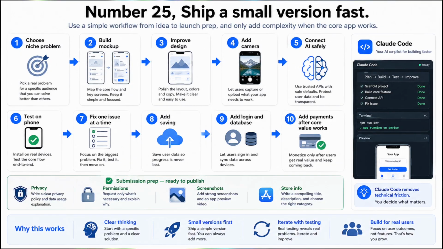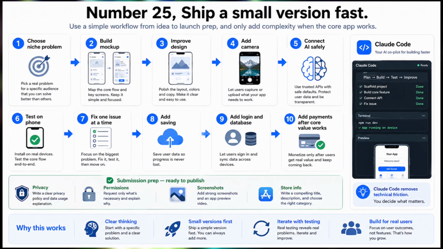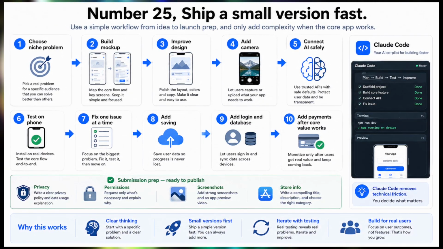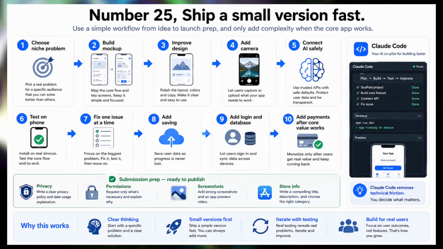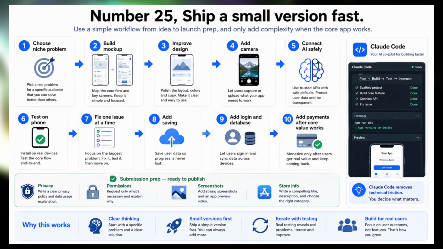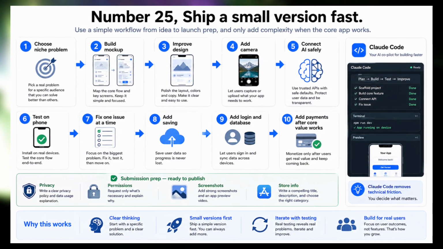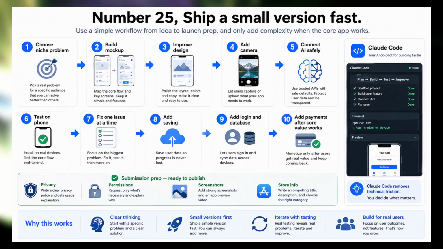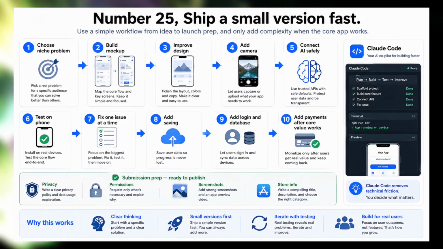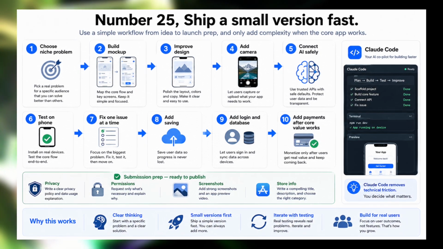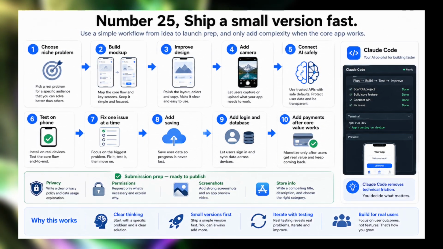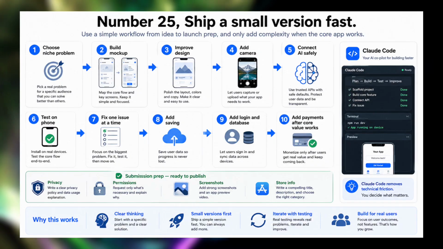Number 25. Ship a small version fast. The practical workflow is simple. Choose one niche problem, build the mockup, improve the design, add camera, connect AI safely, test on your phone, fix errors one at a time, add saving, add login and database. Add payments only when the core app is useful. Prepare privacy, permissions, screenshots, and store information before submission.